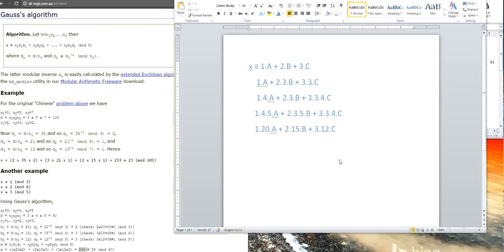Okay, so there is a lot more to Chinese remainder theorem than what I have covered here, but I hope this will get you started, and I hope you learned something out of this.